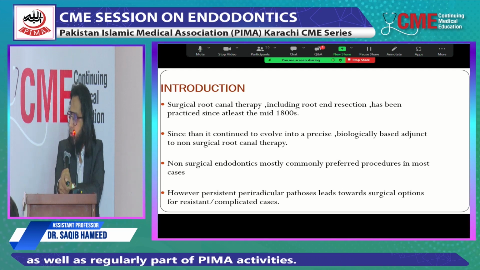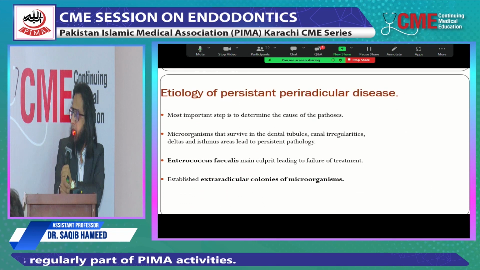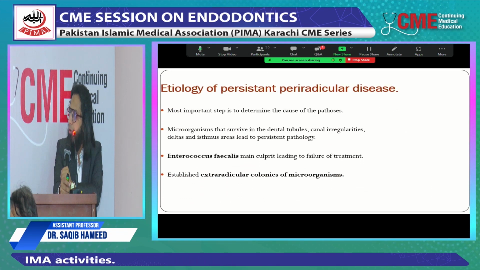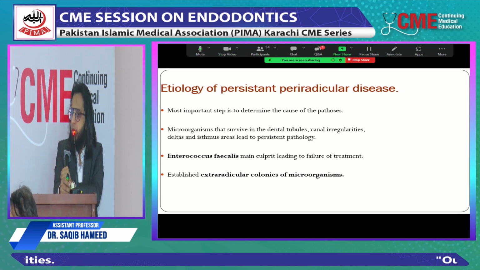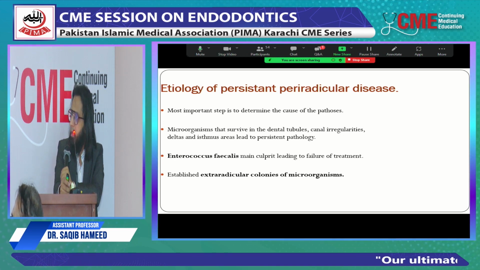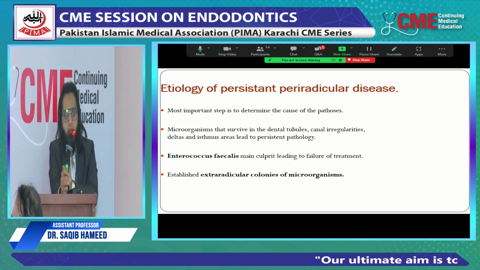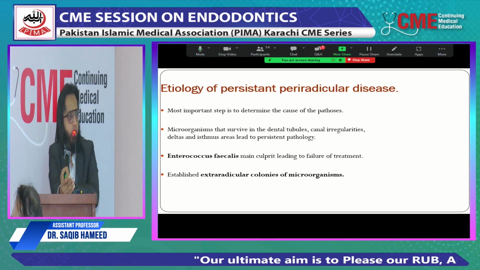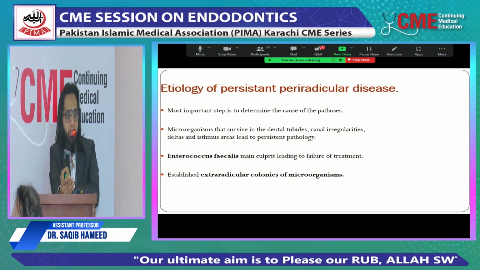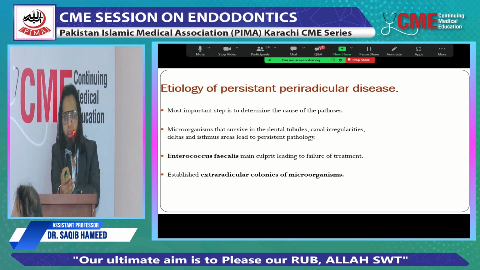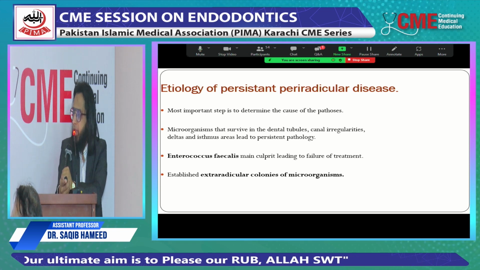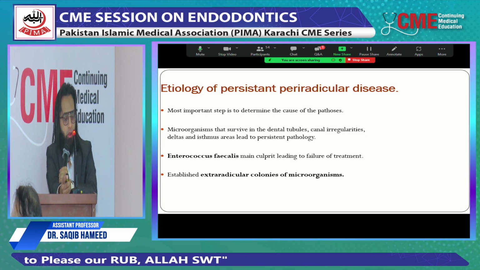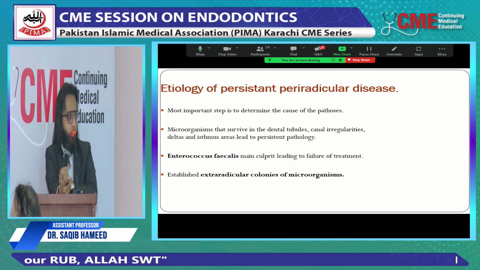Okay. So there are some reasons that can cause persistent periradicular disease. What are those? There are certain microorganisms that can survive in the dentinal tubules. There are canal irregularities, apical deltas, and isthmus, which give a harbor to the microorganisms, and they can actually cause persistent infection. These are the cases where endodontic treatment may not provide us healing. Enterococcus faecalis is the main organism involved in the failure of endodontic treatment. Many of the students must know about it.